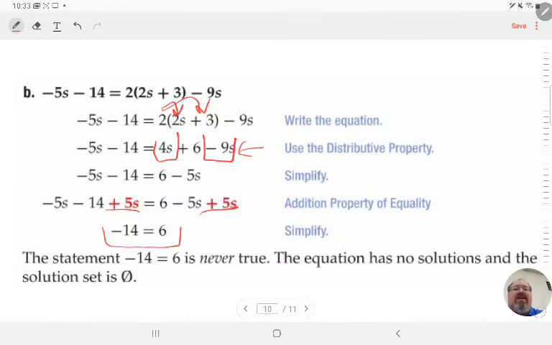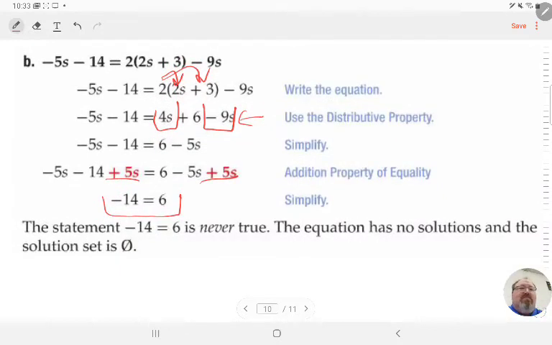Well, negative 14 does not equal 6. So no matter what I put into s, I'm going to get false. There's nothing that will work that will solve this problem. So this is called a no solution, or again, you could put the 0 with the null symbol in, okay?